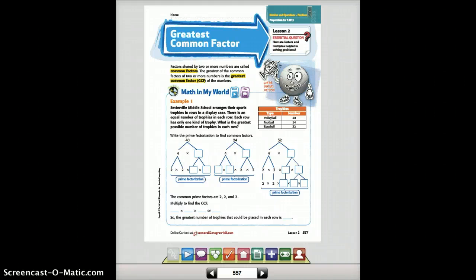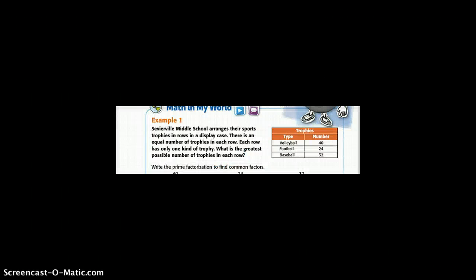In today's practice station, you will be learning about greatest common factor starting on page 557. We are going to go over example 1 from page 557 together in this video, so everything that happens in this video needs to go in your notebook.